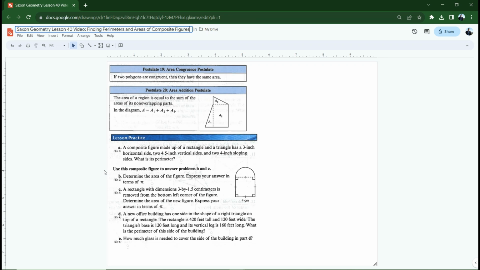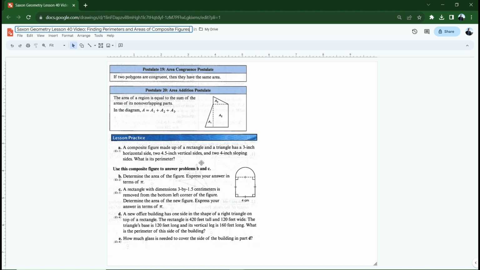Hello, geometry students. In this lesson, we are going to be finding the perimeters and areas of composite figures. What is a composite figure? A composite figure is a figure that's made up of more than one part. It could be more than one rectangle or other quadrilaterals. It could be part rectangle, part circle. Could have triangles in it.